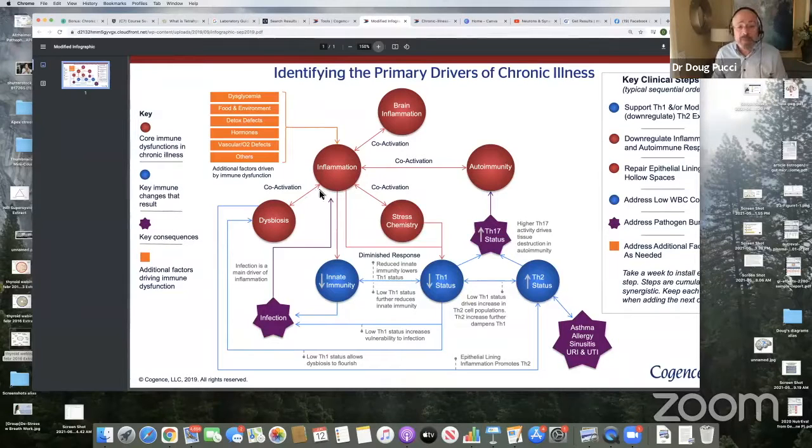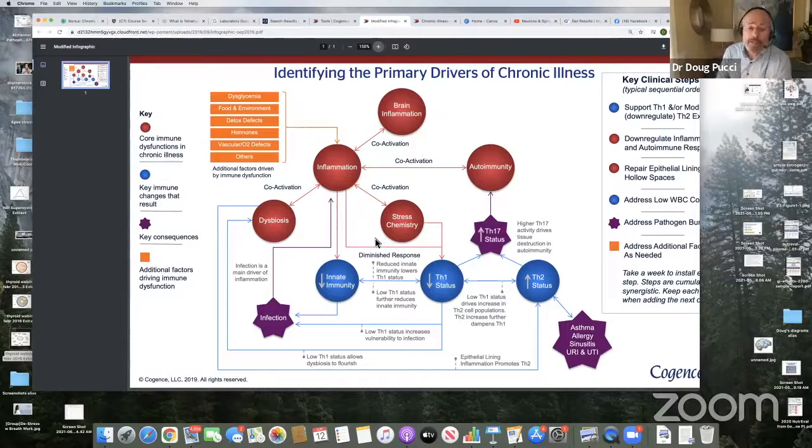It creates more inflammation. So here's your gut imbalance, or inflammation in the gut, leading to inflammation in the brain. And the overall inflammation drives the stress chemistry of it all, and the stress chemistry co-activates. So this is a co-activation. One thing is feeding each other, on and on it goes. And it can lead to the activation of autoimmunity.